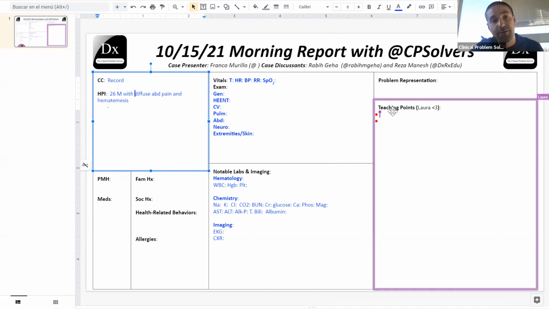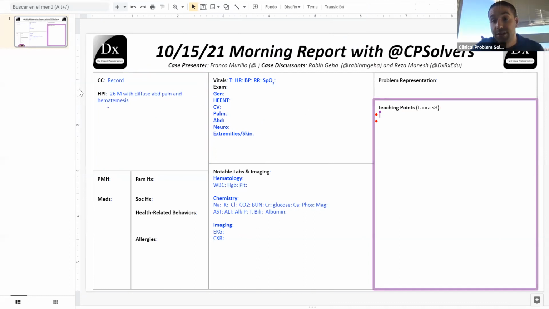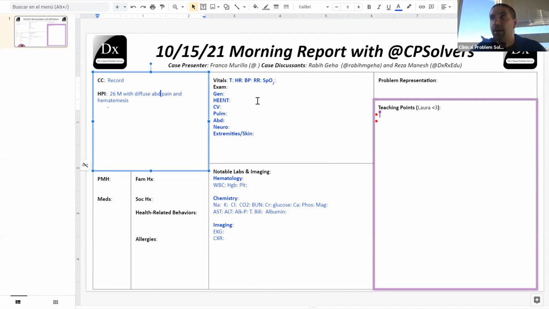But there's a couple of key dimensions here that I think are important to study. And I think the first thing to reflect on is how our minds are probably inclined to use the hematemesis to localize the abdominal pain. In other words, it's very plausible for us to say the cause of the abdominal pain is intraluminal because there is blood coming from the lumen. But you have to be very careful.